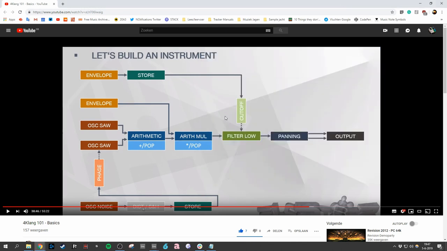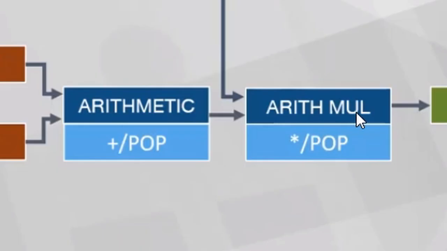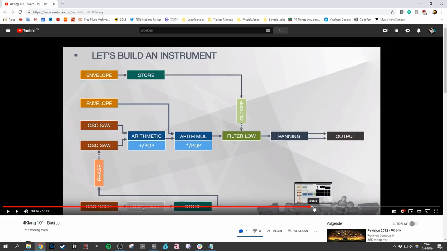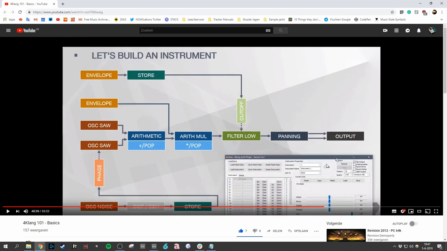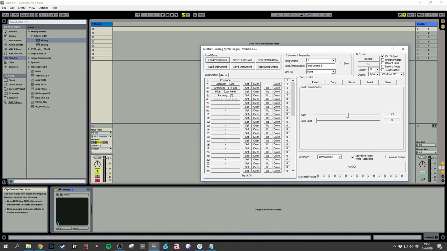I'm going to go by this example instrument that Powell showed in his video, and we can already notice these two things. So there's two arithmetic things right next to the oscillator. So let's actually see how he built his default instrument, or his simple instrument. Okay, so what I have here, with a lot of cheating, is a patch that should work.